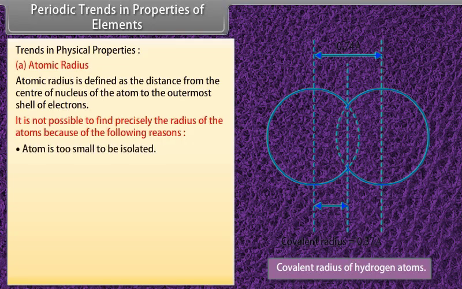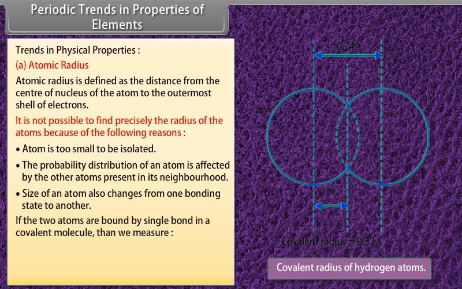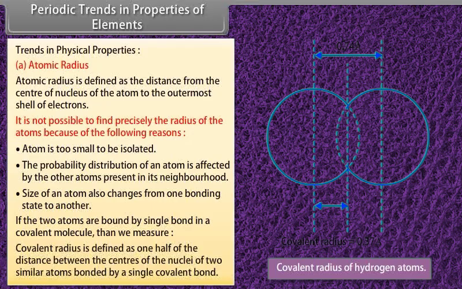An atom is too small to be isolated. The probability distribution of an atom is affected by the other atoms present in its neighborhood. Size of an atom also changes from one bonding state to another. If the two atoms are bound by a single bond in a covalent molecule, then we measure covalent radius. Covalent radius is defined as 1/2 of the distance between the centers of the nuclei of two similar atoms bonded by a single covalent bond.